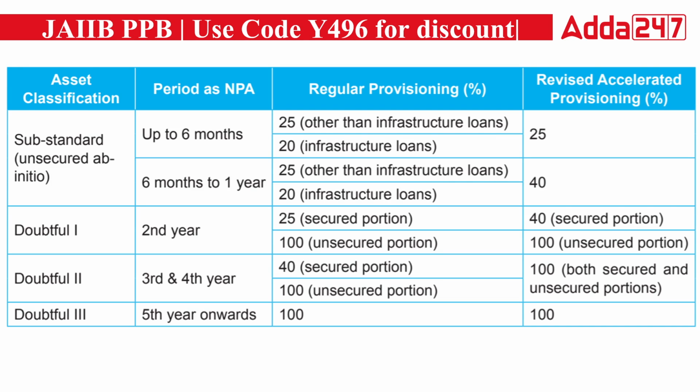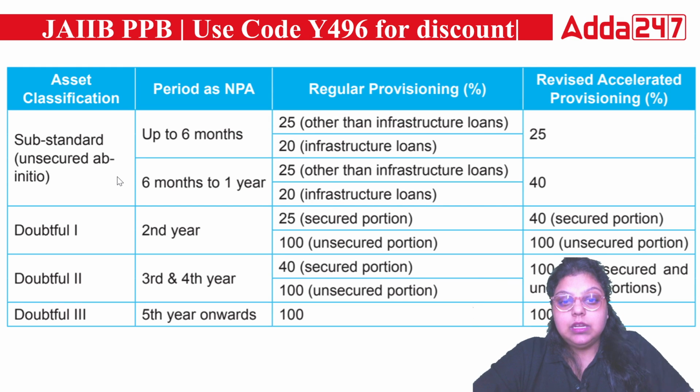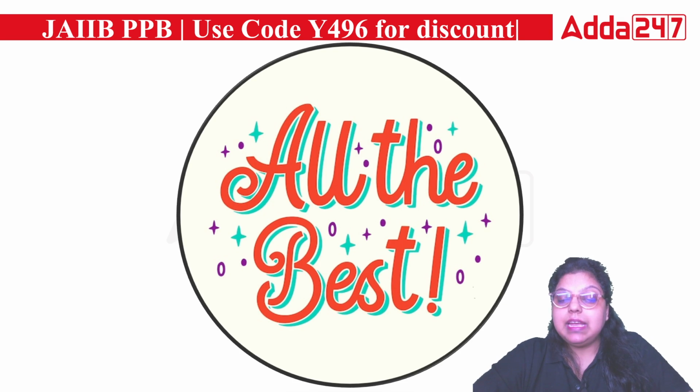Okay. Now doubtful 1 asset for the second year, 40% for secured, 100% for unsecured. Doubtful asset 2, third and fourth year, 100% for secured and unsecured, and doubtful asset 3, 100%, as well as the loss asset will be 100%. So these are the provisions that have been said to be made in case of your types of NPA assets.